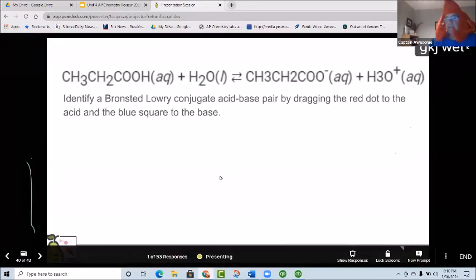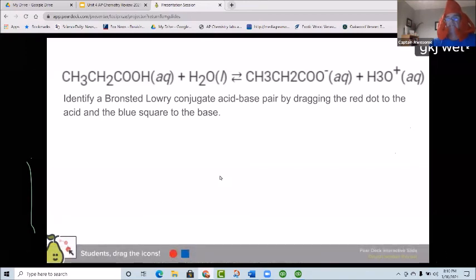So let's see if you're any better at identifying conjugate acid-base pairs by dragging the red dot to the acid and the blue square to the base.